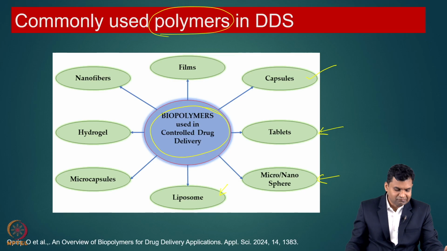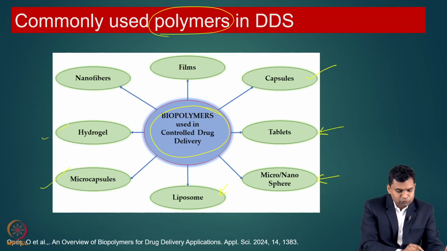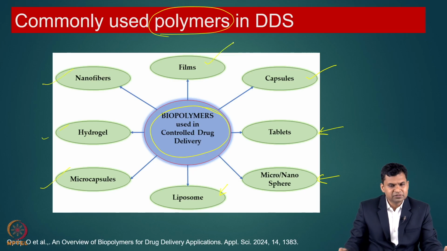We can also control the release, and we can use these polymers for microcapsules to protect from various degradation parameters. We can also use these polymers to make hydrogels and nanofibers, and we can make various films, especially oral thin films, that disintegrate very fast in the mouth. You can also convert your bitter active drugs into oral thin films, which will mask the taste. So, these are the various applications of polymers that we can use for drug delivery.